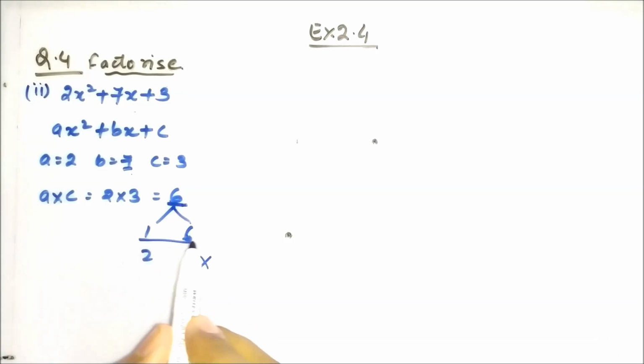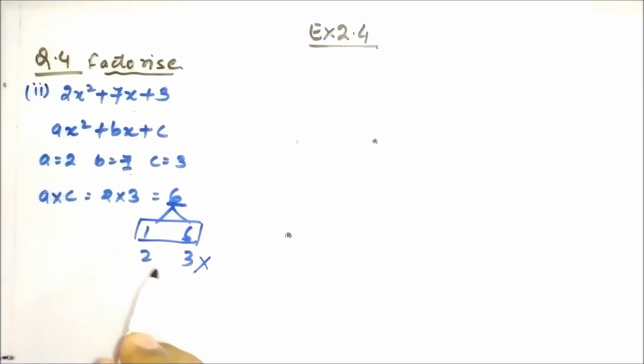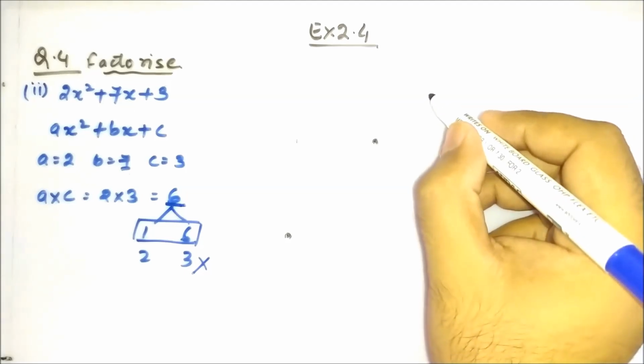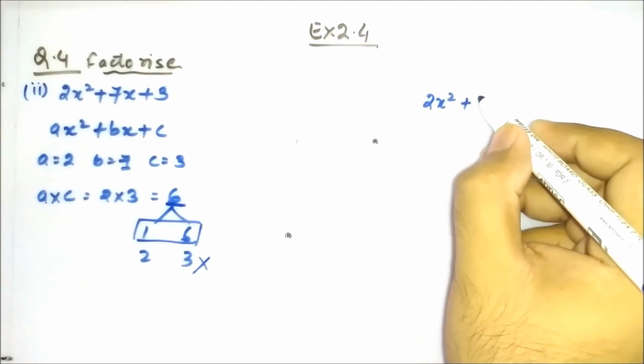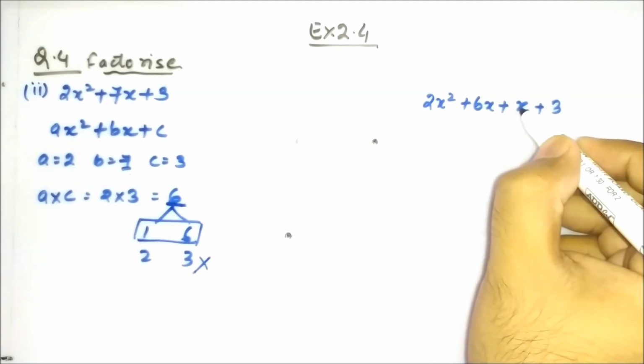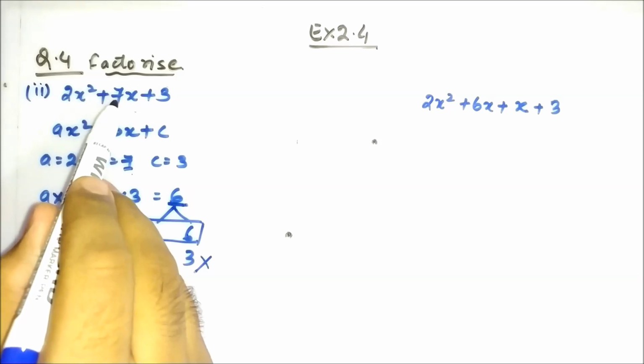Okay, so our factors are 1 and 6. There is no need of putting any negative sign. As we got 1 and 6 as factors, we'll just split the middle term like it is: 2x square plus 6x plus x plus 3. This is 1x only. So 6 and 1 we have made. So 6x plus x will make 7x here.